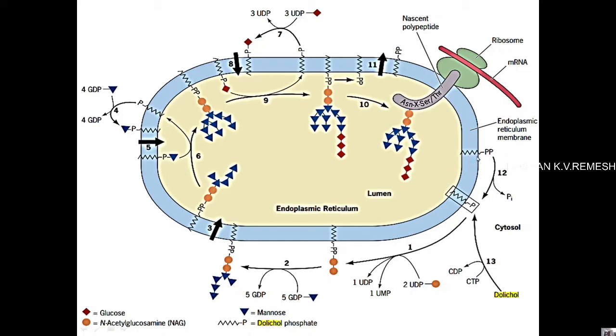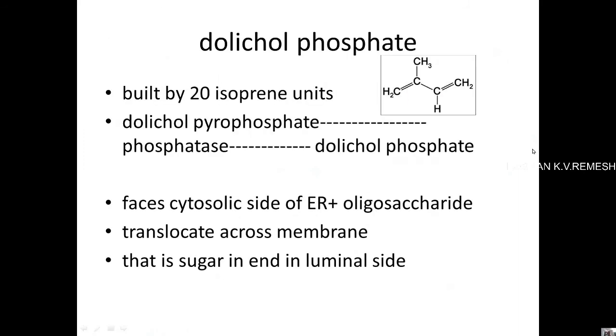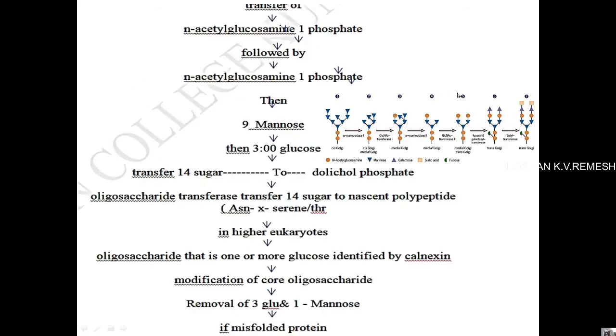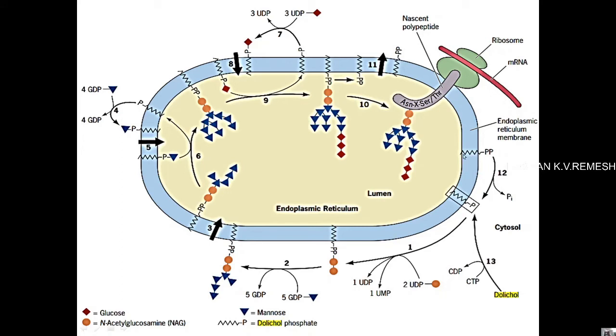Actually, this dolichol pyrophosphate is composed of around 20 isoprene units. See, this is the structure of the isoprene unit. They are joined one after another. So from here we could understand that this is a highly hydrophobic molecule. Most of its portion is embedded within the membrane of endoplasmic reticulum, with the phosphate groups oriented towards the cytoplasmic side. So here it is, the dolichol pyrophosphate.